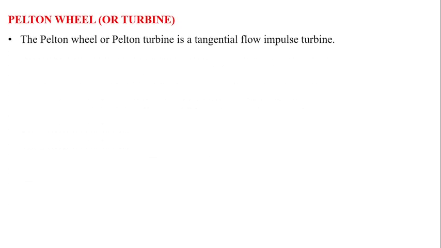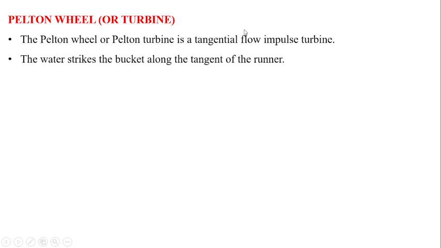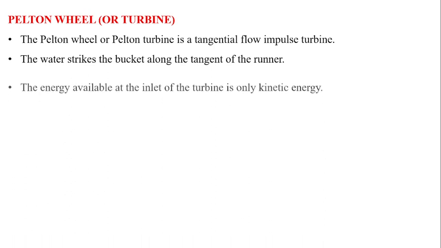Today we are going to discuss the Pelton wheel. Pelton wheel and Pelton turbine are the same thing. The Pelton turbine is a tangential flow impulse turbine, where the inlet has kinetic energy and the outlet has kinetic energy. In the Pelton wheel, the water strikes the bucket along the tangent of the runner.